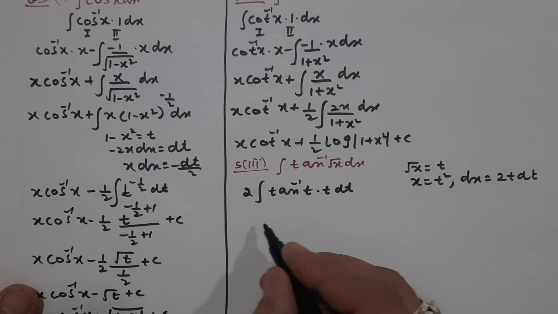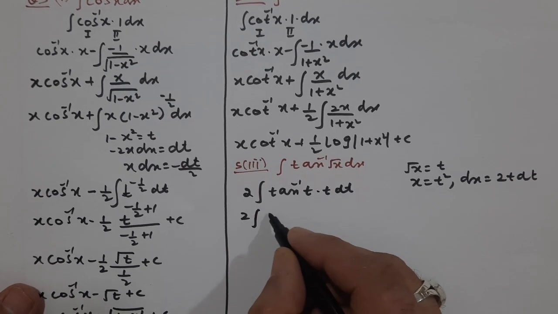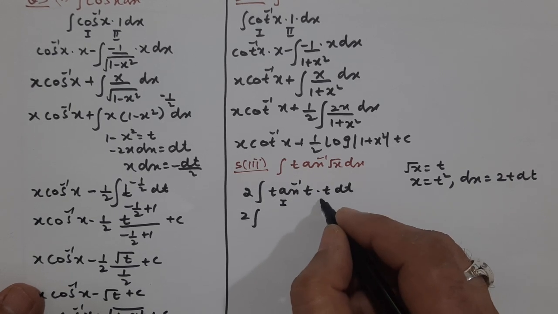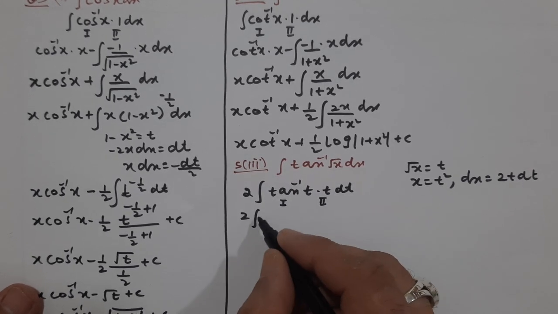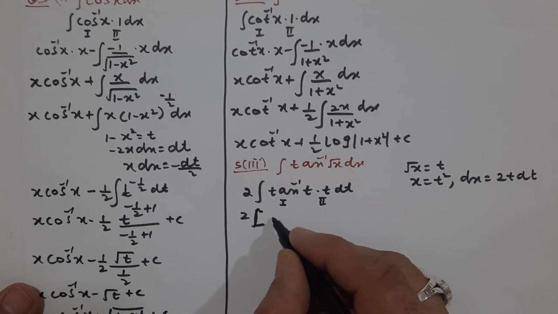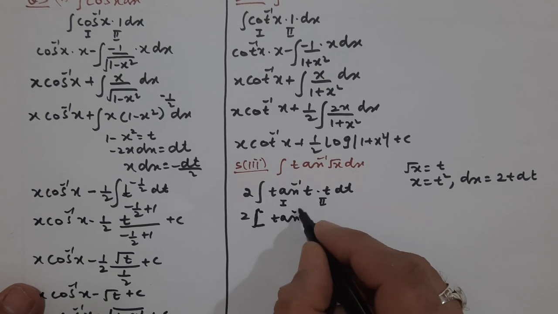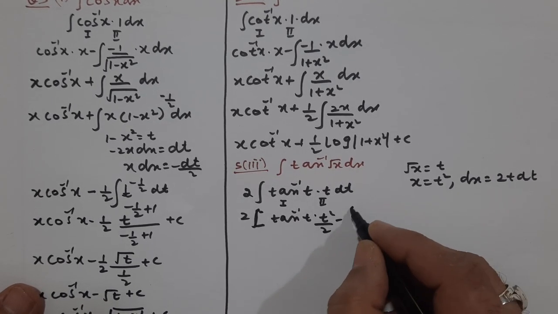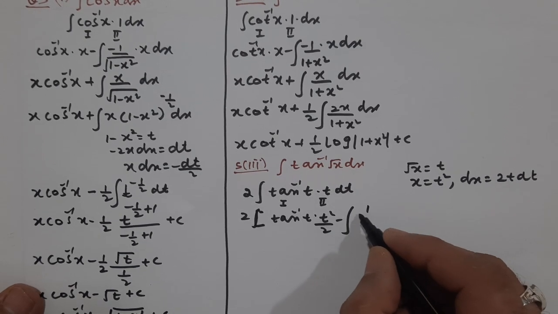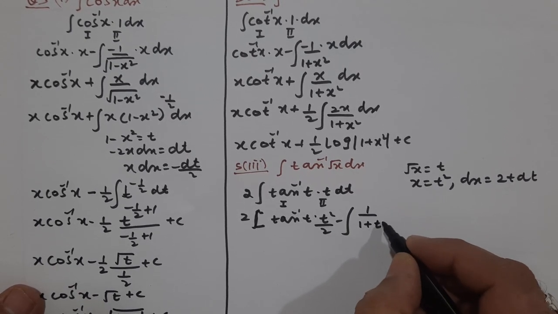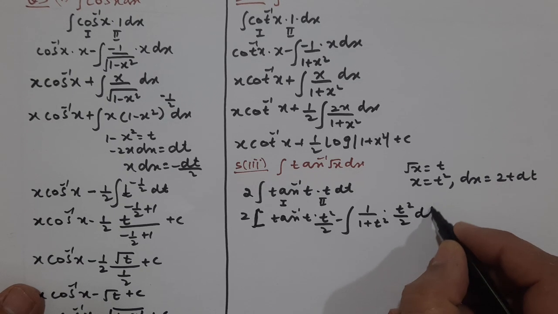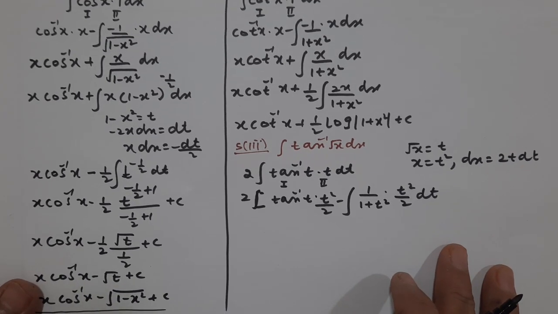Now we can take the inverse function as the first function and t as the second function. Now let us apply the formula. So we can write first function, integral of t is t square upon 2, minus derivative of first, 1 upon 1 plus t square, into t square upon 2 dt, like this.